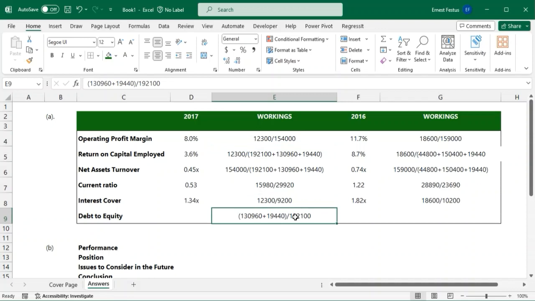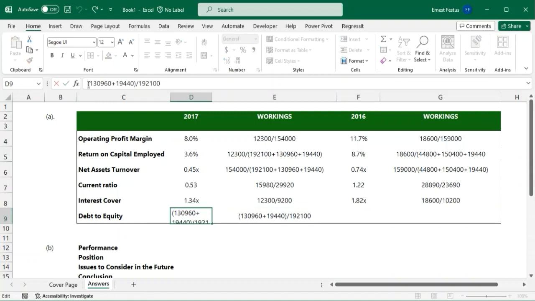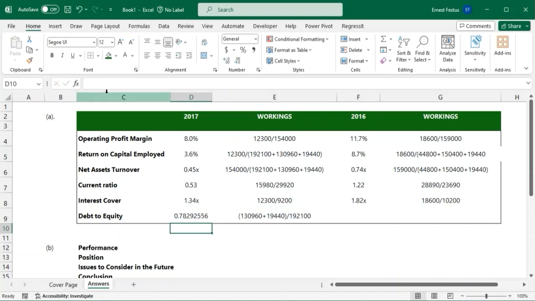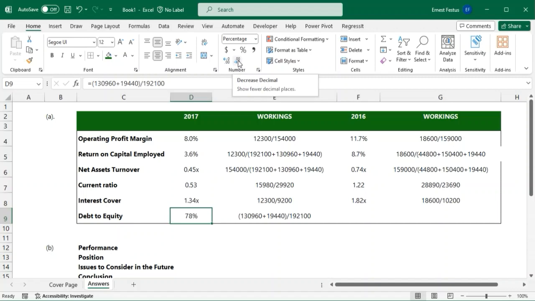Alright. So I'll copy my figure, come here, paste it, and then I will insert my equal to sign. So I have my figure there. This is in percentage form. So we are going to look at the percentage of the debt to the total equity of the business. So I'll increase it to 1 decimal place. Good. And there we have it.